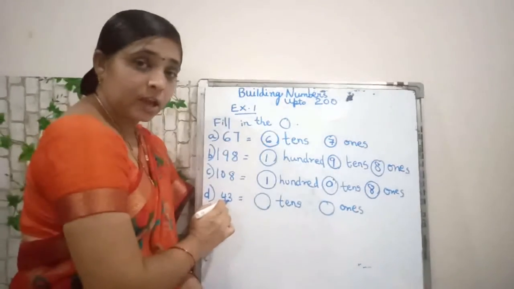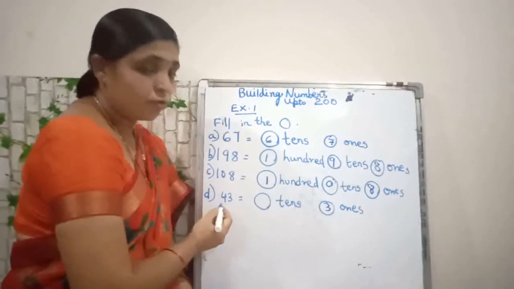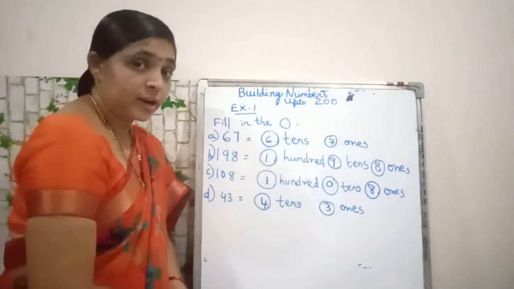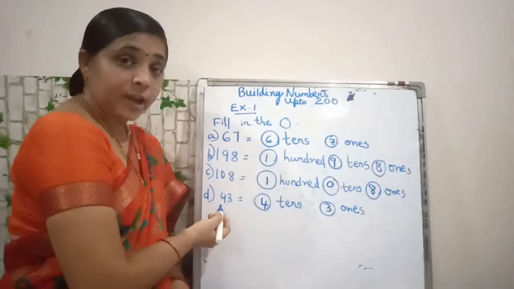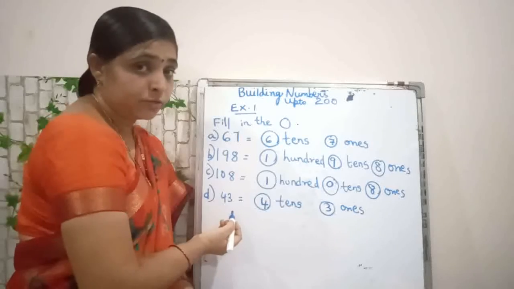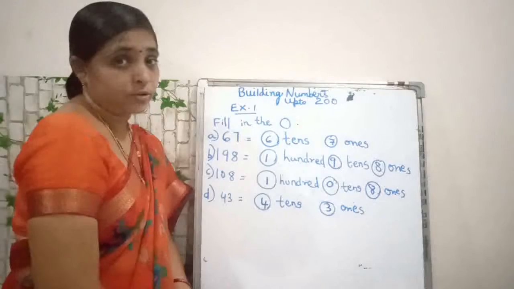Next one, 4, 3. How many ones are there? 3 ones. Write down 3 ones. 4 tens. You have to write 4 tens. Did you all understand, children? You can pronounce it as 43. Did you understand, all of you? So now all of you copy down in your classwork notebook.